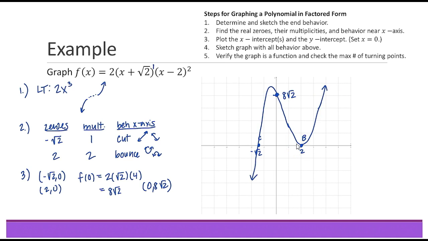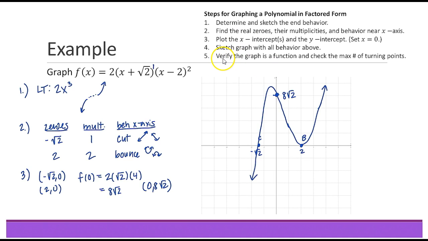So I kind of went ahead and did it a couple times to make it look nice because it's supposed to be a smooth, continuous function. It shouldn't have any sharp corners. These should be nice, like rounded out peaks and valleys to be a polynomial. So we cut at negative radical 2, we bounced at 2, we passed through in some way our y-intercept. So again, that could have been the highest point. We don't know exactly how high we go. We would need calculus for that.